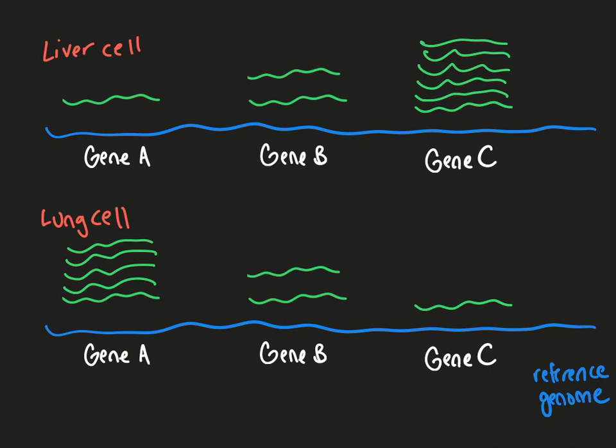So what I would take away from this analysis right now is that gene A is upregulated in lung cells relative to liver cells. Gene B is not differentially expressed between liver cells and lung cells, and gene C is upregulated in liver cells with respect to lung cells.